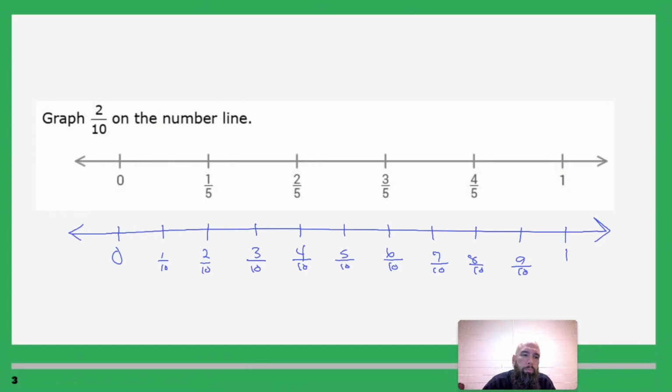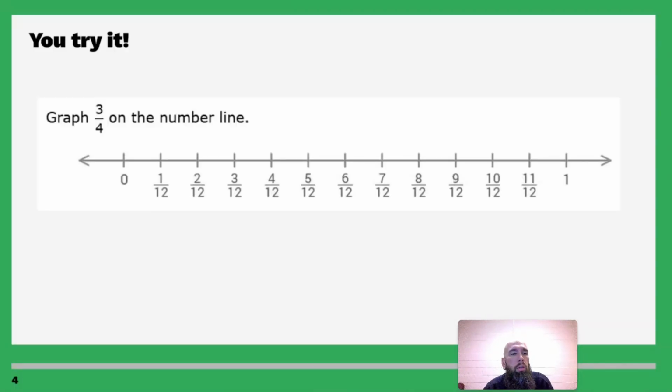What do I want? Well, I want 2/10, which is here, which means 2/10 and 1/5 are the same exact fraction. It's almost as if you took 1/5 and multiplied the numerator and the denominator by 2, you get 2/10. Crazy stuff.